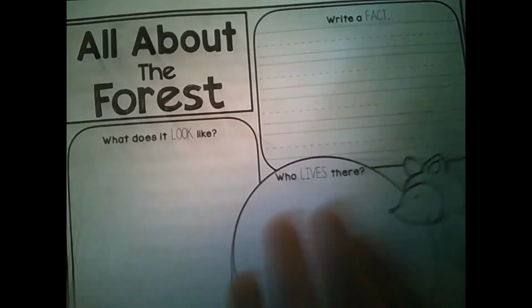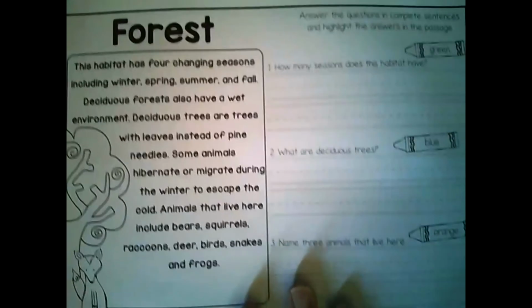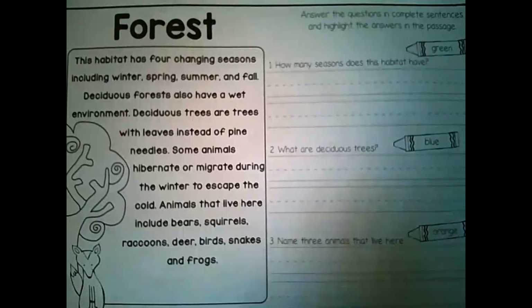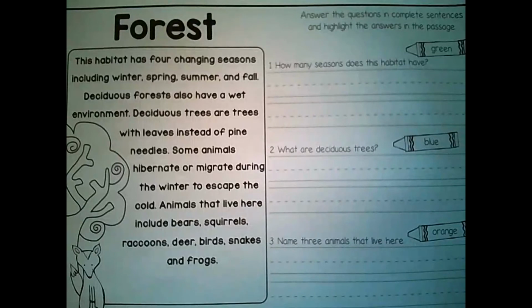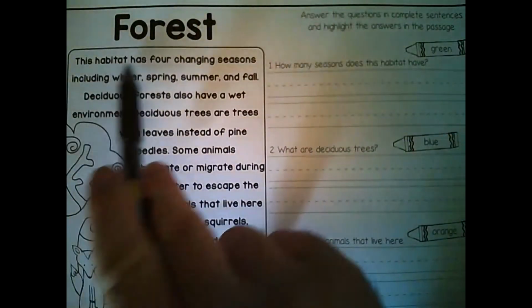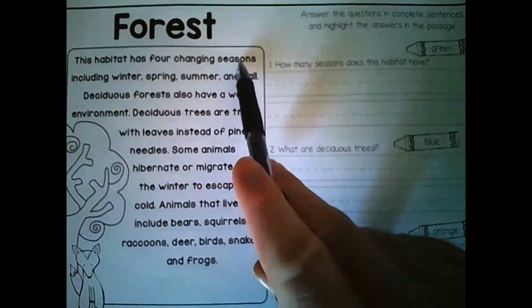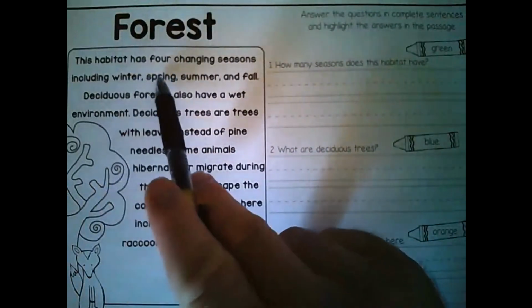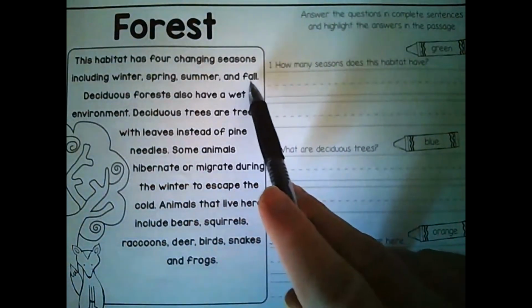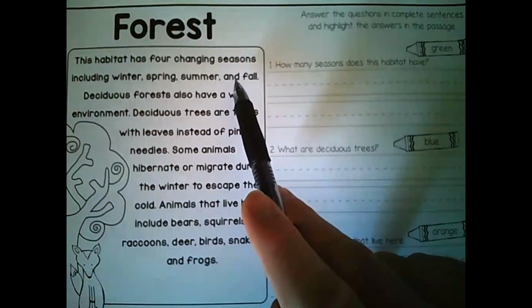Then, after that, our last worksheet is an info sheet with questions. So I will read you the info sheet and then go over the questions with you. So, the forest. This habitat has 4 changing seasons, including winter, spring, summer, and fall. Okay, those are the 4 seasons I was telling you about.